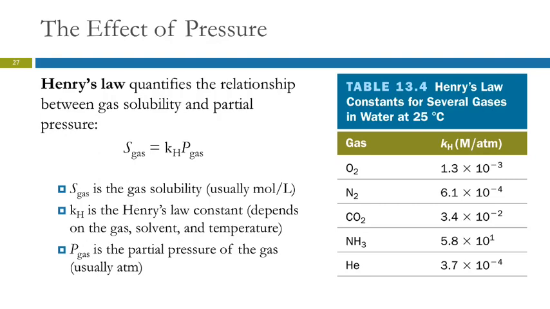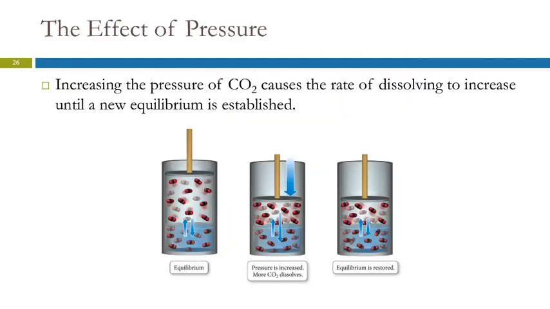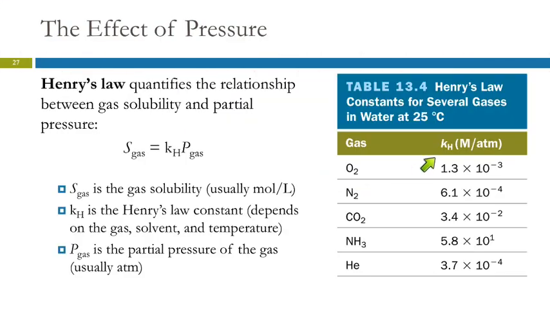So if Henry's law constant is larger, then the gas is more soluble. And you notice that the solubility of ammonia is actually 58 moles per liter per atmosphere. And so that's much higher than the other gases.